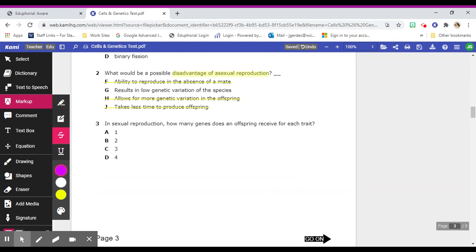Okay, number 3. In sexual reproduction, how many genes does an offspring receive for each trait? Okay, so if we think about sexual reproduction, we have 2 parents. So the answer choice A is not correct. There's 2 parents, so that leaves my answer to be B.